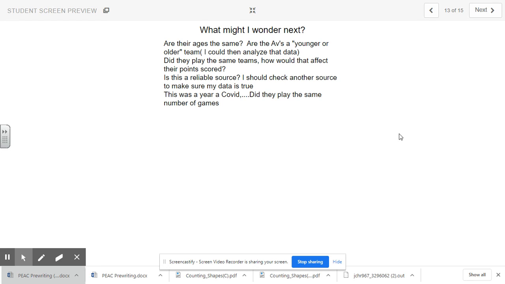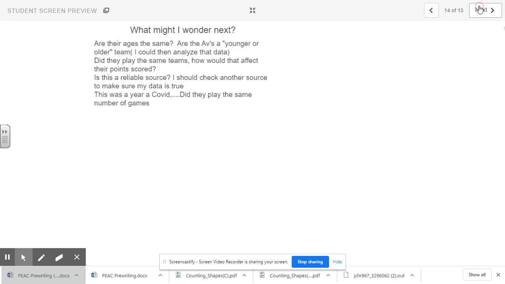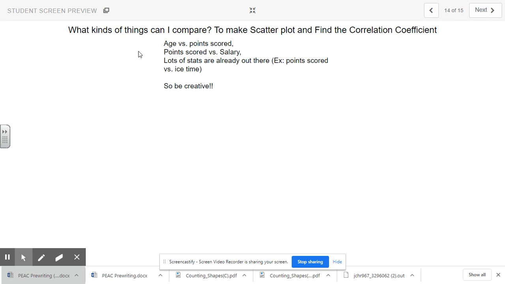Is this a reliable source? Okay, so check your data. Where'd you get it from? Check some other source and make sure the data is true. This was a COVID year. Did they even play the same number of games? So those are just a couple of questions that I came up with, but you guys come up with questions as a group to question your data and decide whether or not you think it's good data and whether or not you think that your conclusion about it is good.